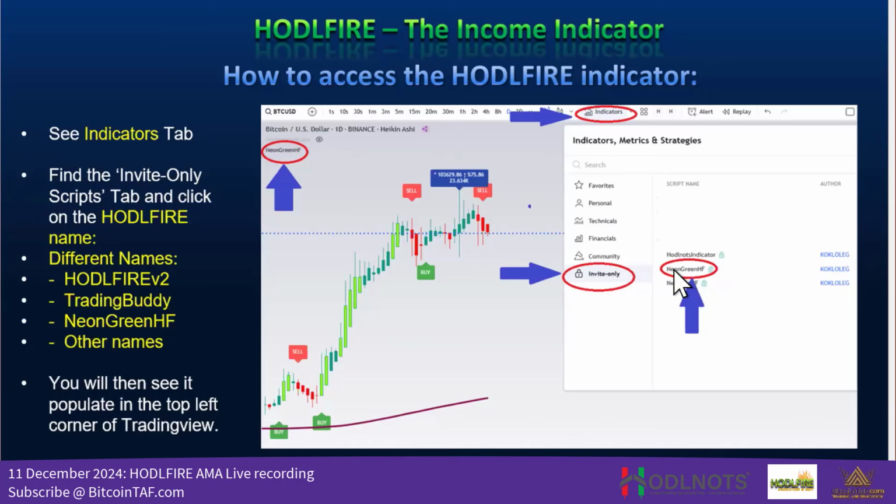This one, the newest one, is Neon Green HODLFIRE. So that is also the HODLFIRE. So when you tap on this name right here, it will populate the HODLFIRE right here. You'll see it over here under your indicators. And that's when you know that you have it, and then it will display and you'll be able to use it.